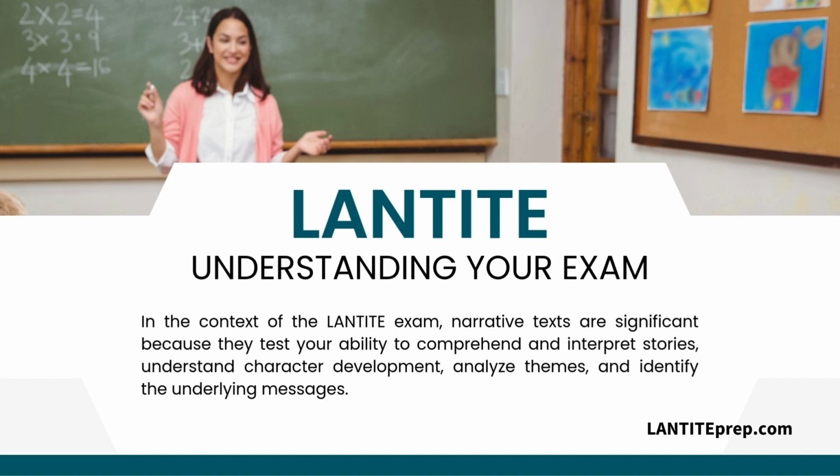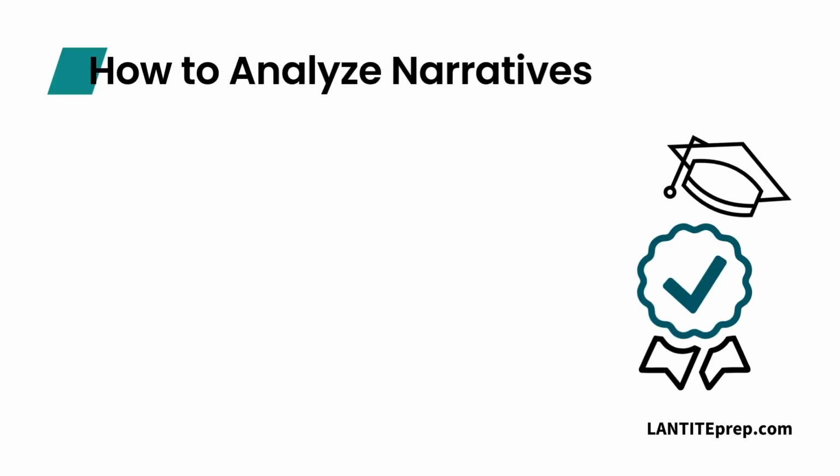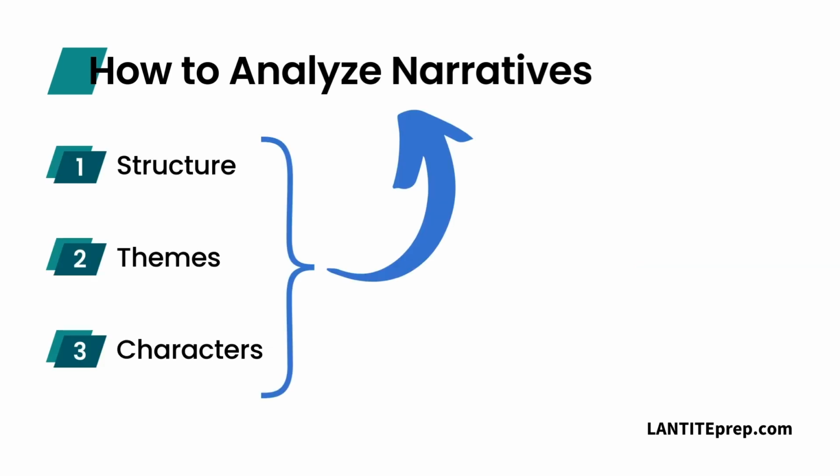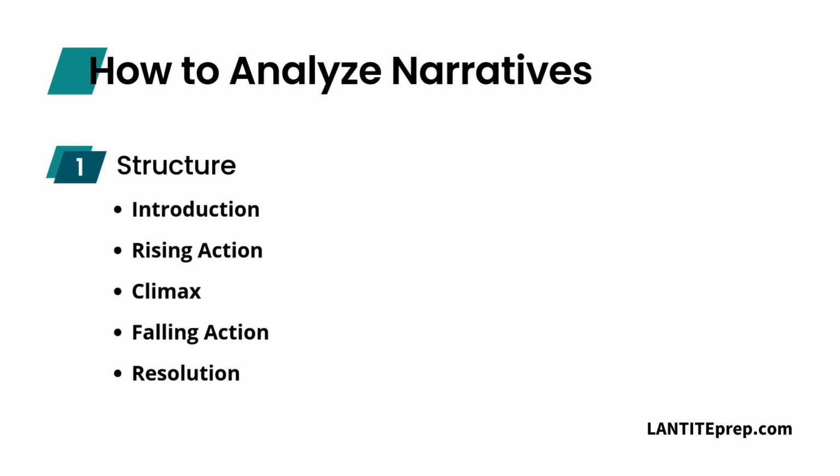So next, let's get you prepped for how to analyze narratives, where we'll be walking through our 3-step process that includes structure, themes, and characters. So let's begin with structure, remembering that narratives include 5 key elements, such being introduction, rising action, climax, falling action, and resolution. Pause the video here to state in your own words what each mean. Then push play and let's discuss them together.